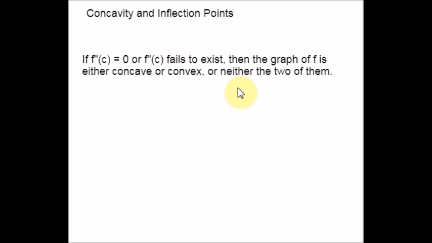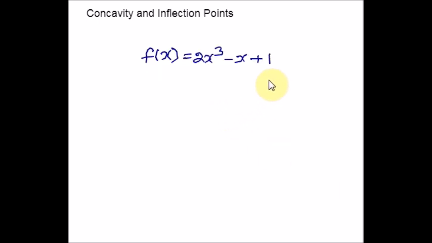Okay, so far we were discussing the basics. Now let us see some solved examples. Here is an example. Please consider this function: f of x is equal to 2x cube minus x plus 1. Now we have to check at which point the function is concave and convex. To find that, as per the definition, we need to find the second derivative.